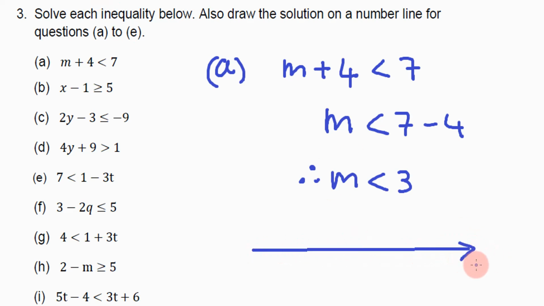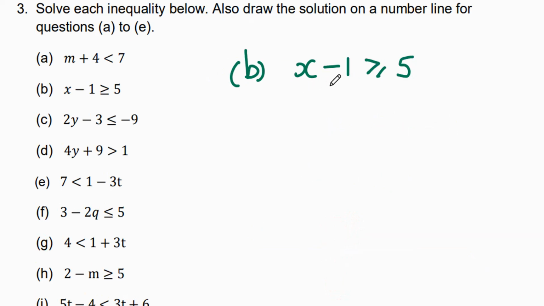In this case, we have m and not x. So x is less than 3. It means that we have to draw the arrow towards the left-hand side of 3, in other words, for numbers smaller than 3. And m is strictly less than 3, so we need a circle to show that we are not including 3.